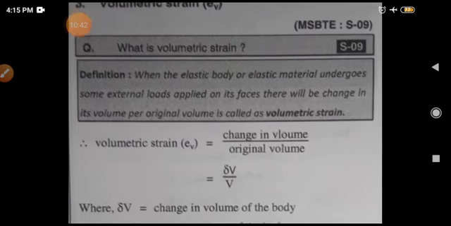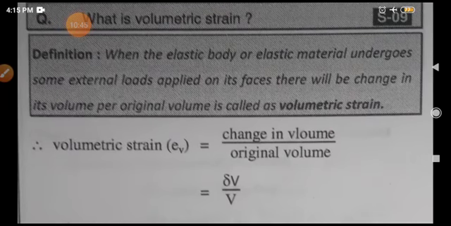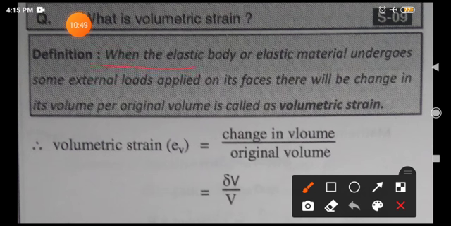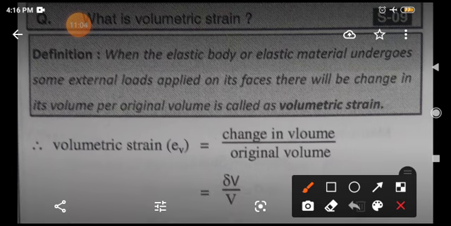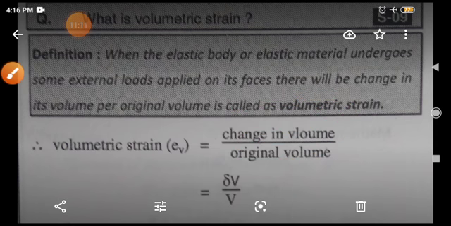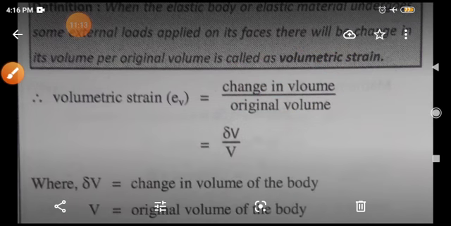You can simply see over here, when an elastic body or elastic material undergoes some external load applied on its face, there will be a change in its volume per original volume. This strain is called volumetric strain. Change in volume upon original volume, that is dV is the change in volume, V is the original volume. This is what a volumetric strain is.